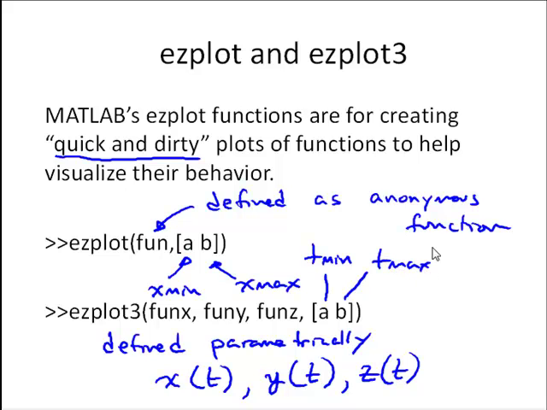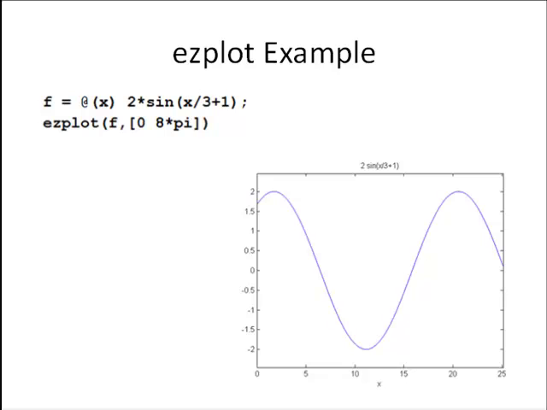So let's look at a couple of examples of how we can use EZPlot to get a quick look at the behavior of a function. So here's an example of just plotting the function 2 times the sine of x over 3 plus 1. First we just define this as an anonymous function, and I just want to introduce a term here. When we do that, we'll call this term f the function handle that we can then use to pass that function along to other functions.